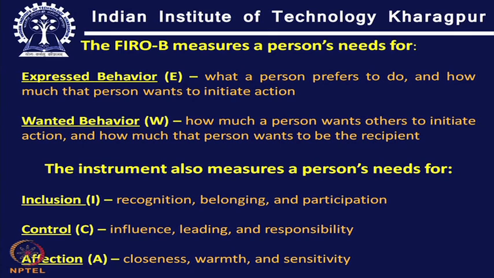So, if you see inclusion, control and affection, these can be classified as whether it is an expressed behavior or a wanted behavior, and the FIRO-B scale helps to measure a particular person's need for each of these things of inclusion, control and affection, or in other words expressed behavior and wanted behavior.